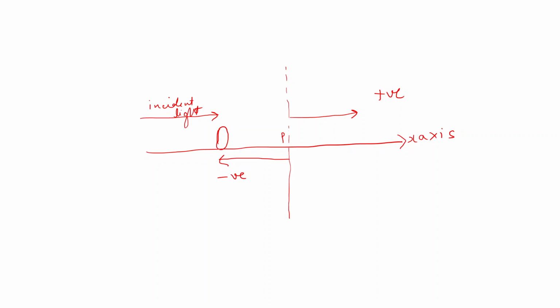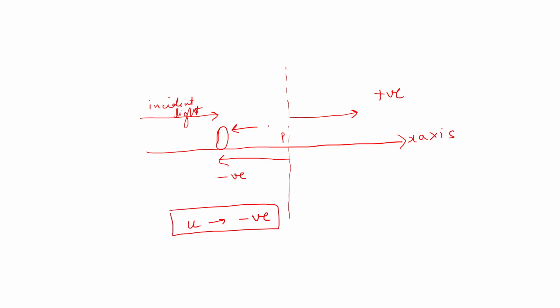So from the pole I am checking the distance of this object, then the direction is towards left, which is opposite to the direction of incident light. So the object distance u I'll take as negative.